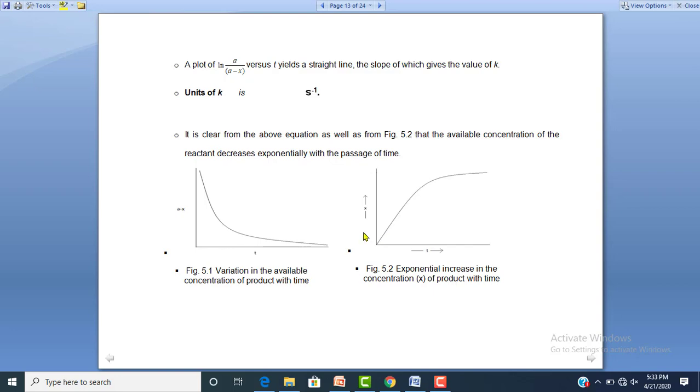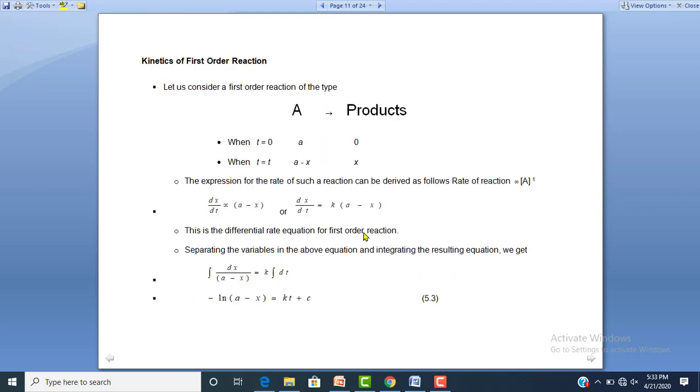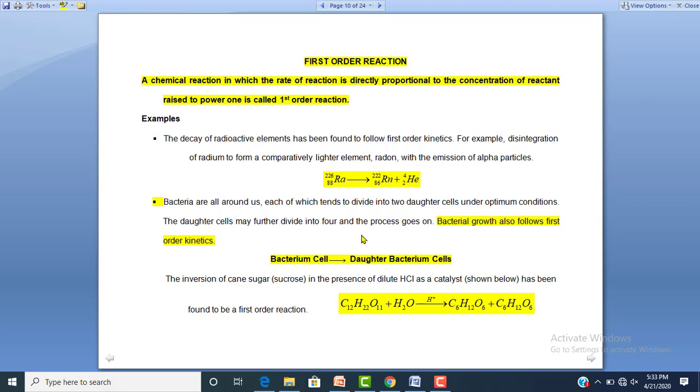Dear students, if I summarize the main points of the first order reaction, then you have to remember following important points. Number one, first order reaction is a chemical reaction in which the rate of reaction is directly proportional to the concentration of reactant raised to power 1.